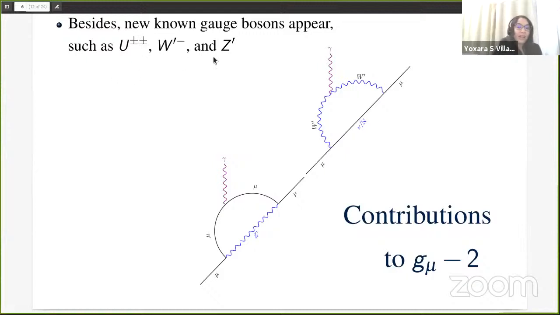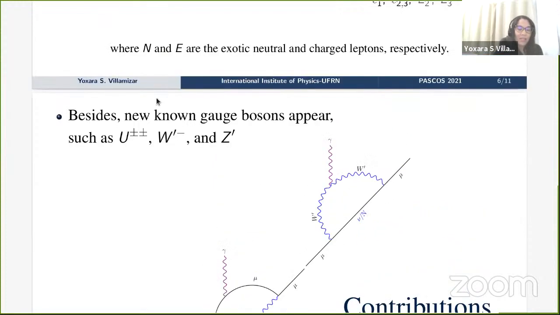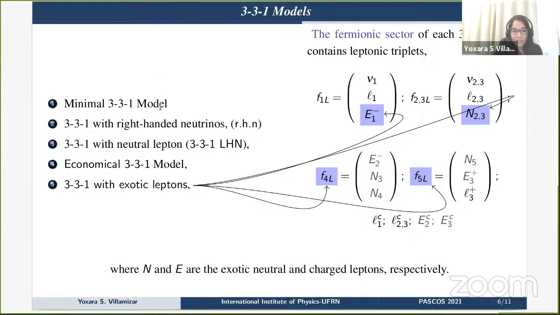Also, from the gauge symmetry, there are new gauge bosons, for instance W prime and Z prime, very important in collider physics. And there is the U double plus. This gauge boson only appears in the minimal 331.